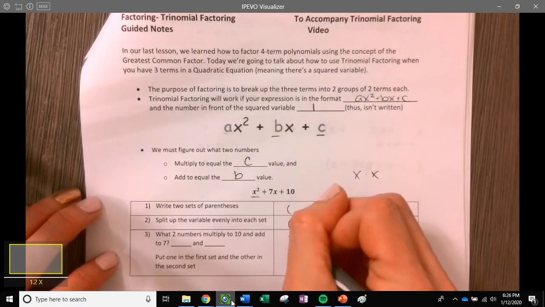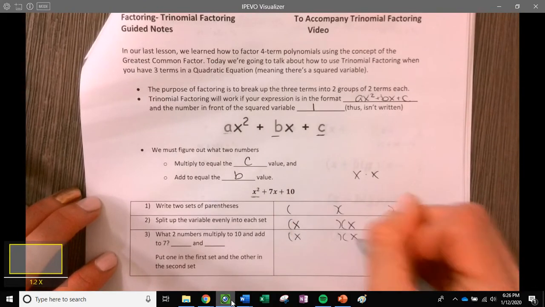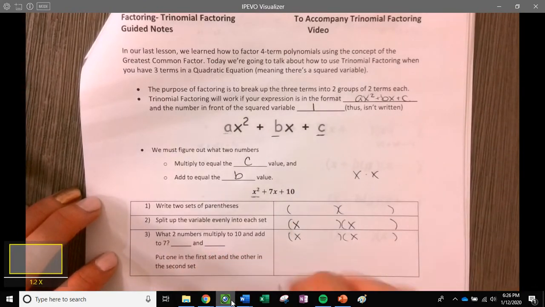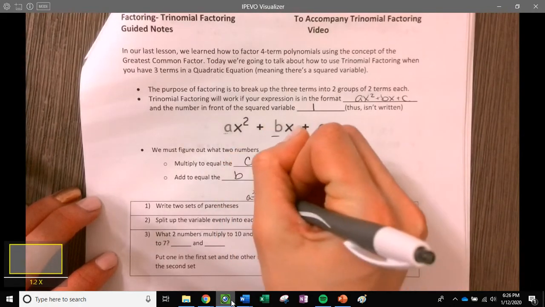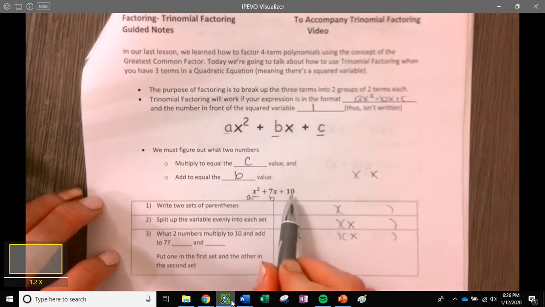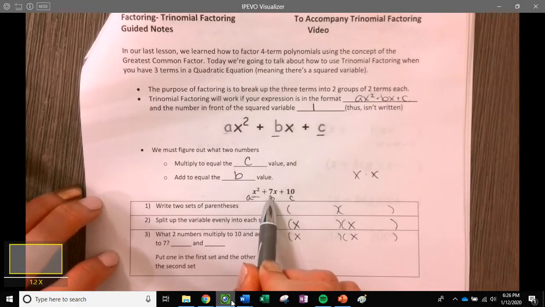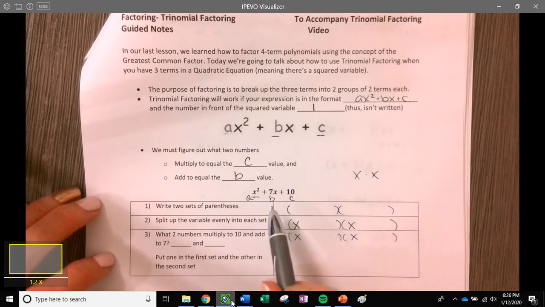All right? I'm going to repeat that down here. x and x. What two numbers multiply to 10, because 10 is in the c position? Remember, this is a, b, and c. So what two numbers multiply to 10 and add to 7? Think about the factors of 10. What do I have to multiply together to get 10? 10 times 1? Well, that's great. That multiplies to 10. But if I add those things together, I get 11. So that can't be right.